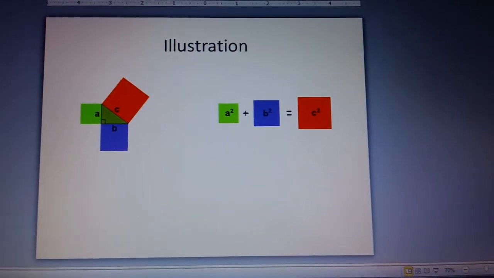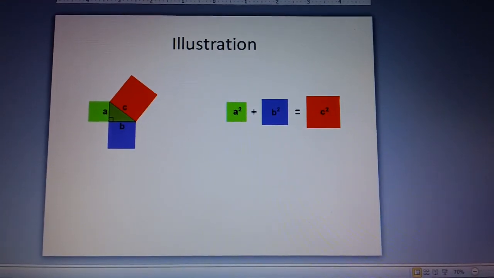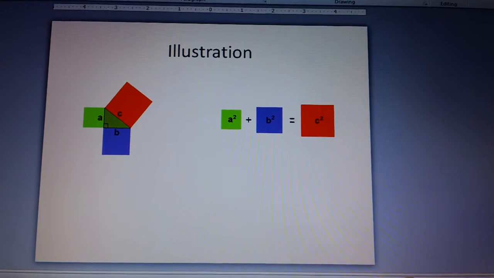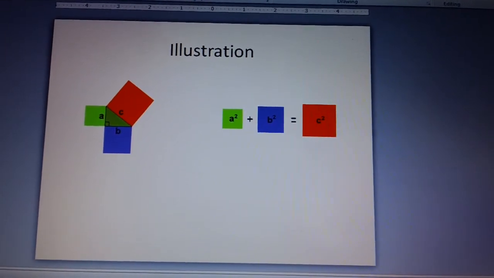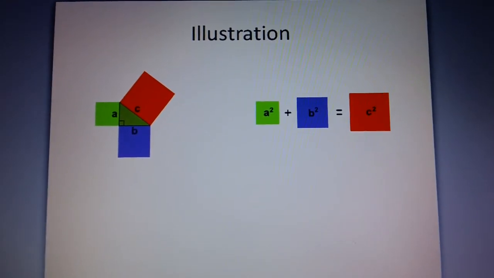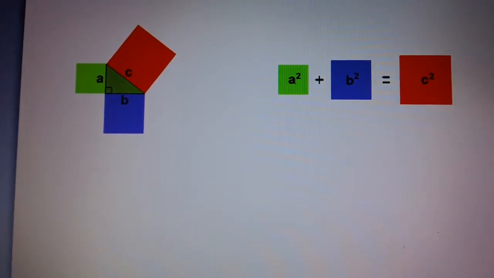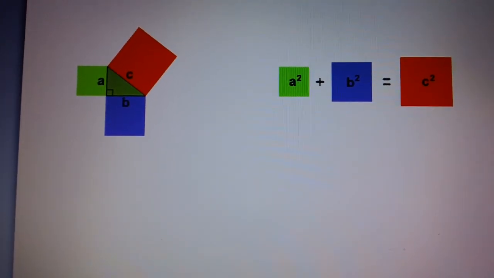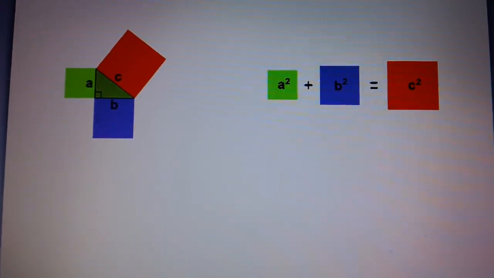Let's start off with an illustration. I like this illustration because the boxes help you visualize exactly how the Pythagorean Theorem works. You see how A squared plus B squared equals C squared: the two shorter sides squared added together equals the square of the longer side.